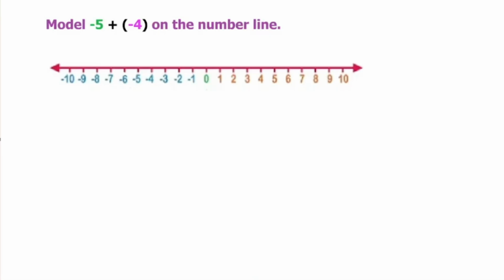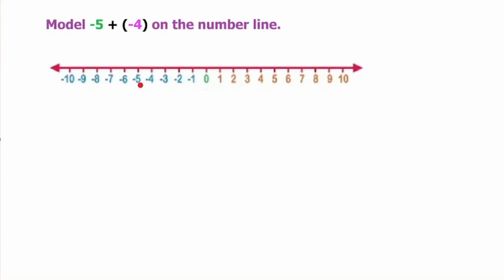In today's video, I'm going to teach you how to add two negative numbers, and we're going to use a number line to help you understand how it works. So if we have a problem like this that says model -5 plus -4 on the number line, and here we have our number line.